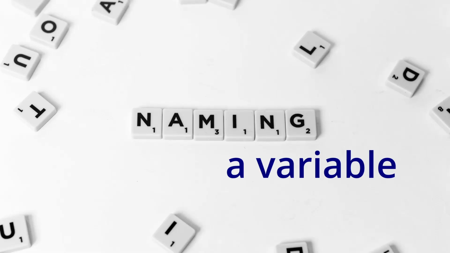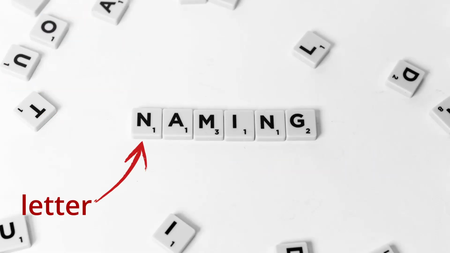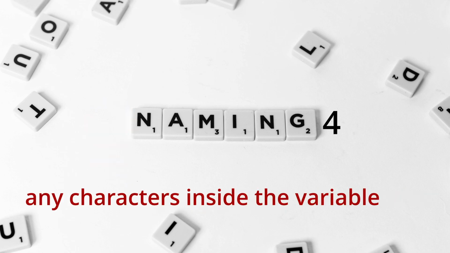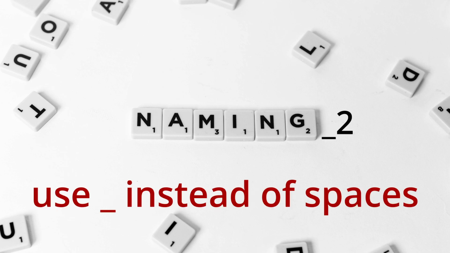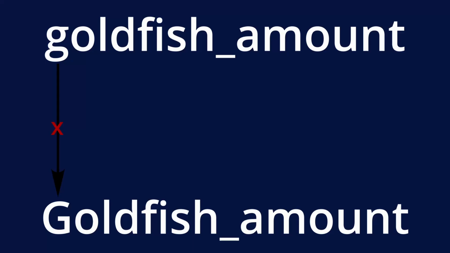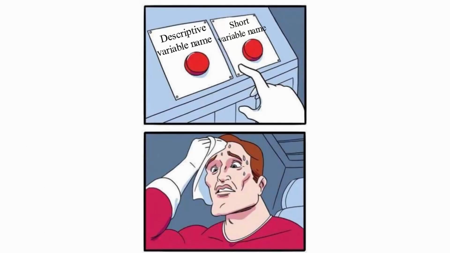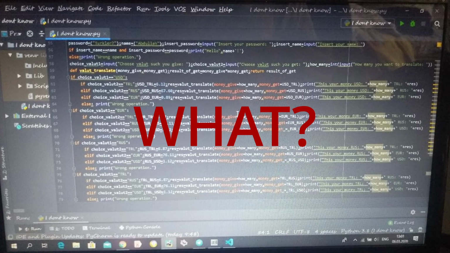When naming a variable in Python, the name has to start with a letter or an underscore, but it cannot start with a number. And you can use any characters inside the variable, except spaces. Just use underscores instead of spaces. Keep in mind that Python is case sensitive, so goldfish_amount and goldfish_amount with a capital G are different variables. Remember to make your variable name short and descriptive, so when you read your code, you can understand what is happening.